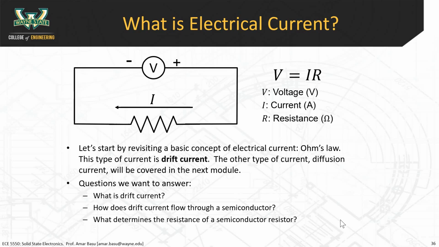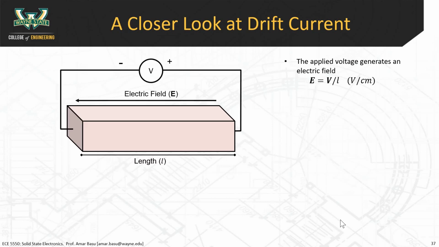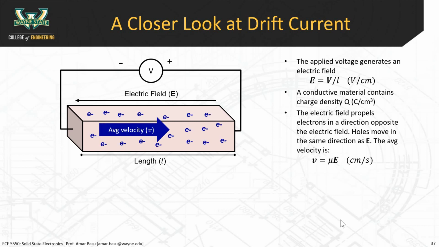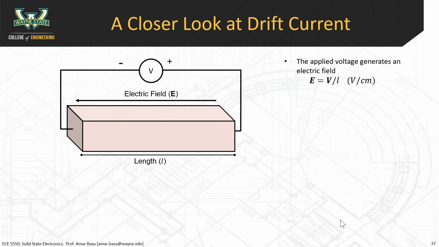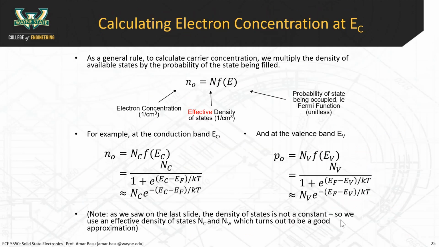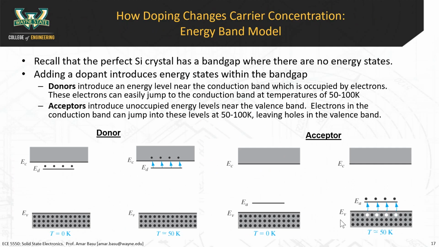So today's lecture is going to talk about the different types of electrical currents and specifically how they apply in semiconductors. So we're going to talk about what drift current is, and then we'll talk about how to calculate the conductivity of a semiconductor. Before we do that, let's just back up, just briefly cover the main things that we've done so far in this module.